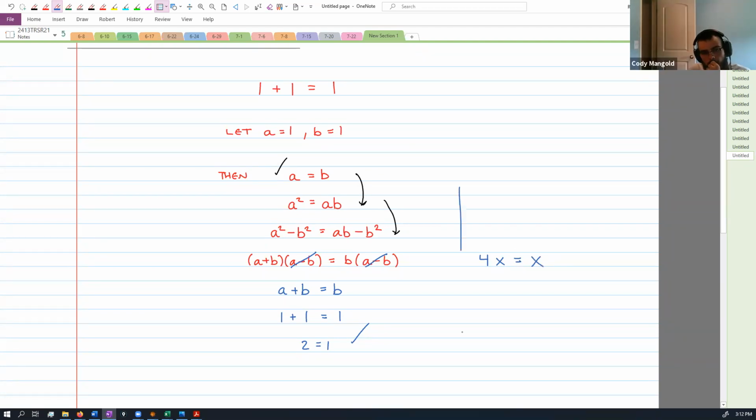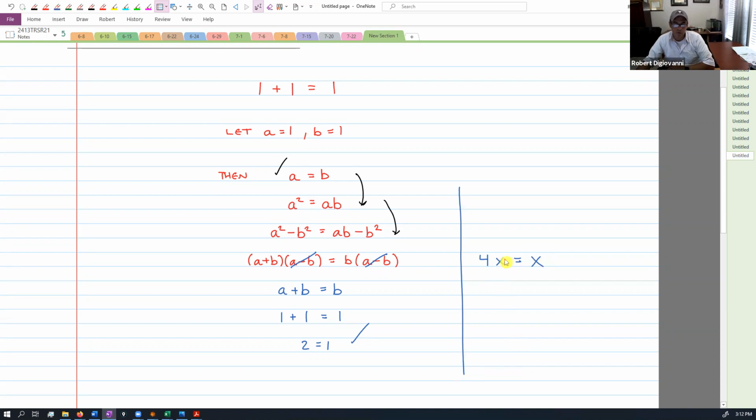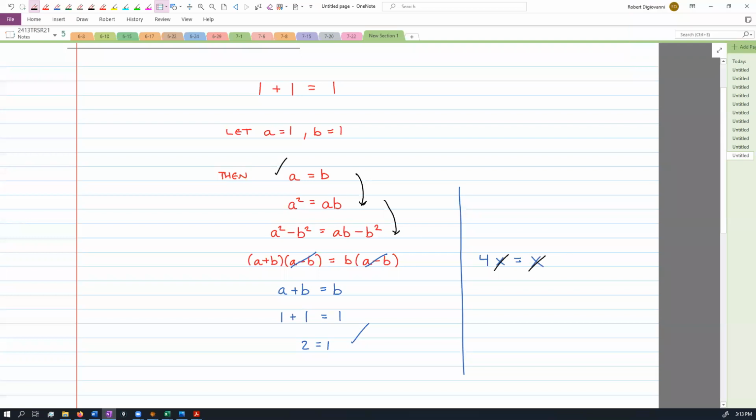Let me ask you to look at this equation right here. 4x equals x. They both have x on both sides, right? So because they both have x's, I can cancel the x on both sides. Yes or no? No. Why not? Because x is a variable, but we leave behind 4 is equal to 1, which doesn't work.